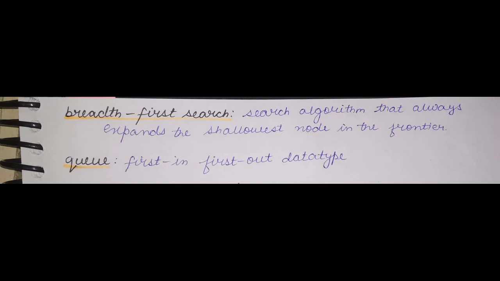So now we move on to BFS, breadth first search. This is a search algorithm that always expands the shallowest node in the frontier and uses Q, that is a first in first out data type, for its implementation. Now let's see how BFS performs on this maze.